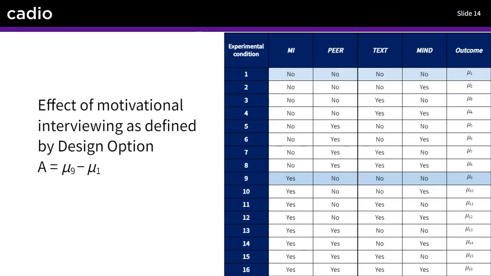Let's look at this within the context of the factorial experiment. Design option A is the equivalent of pulling out experimental condition 9, which is darkly shaded, and experimental condition 1, lightly shaded, and comparing their means. This kind of effect is often called a simple effect in the social and behavioral sciences and is more widely known as a conditional effect.